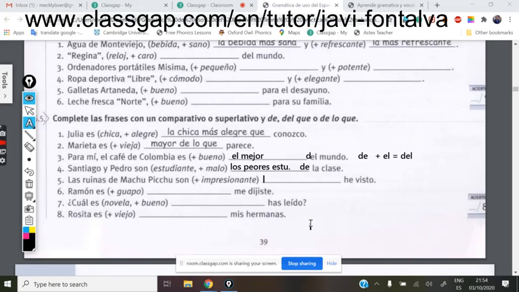Okay. Number five. La ruina de Machu Picchu son... Son. Okay. So, son impresionante.